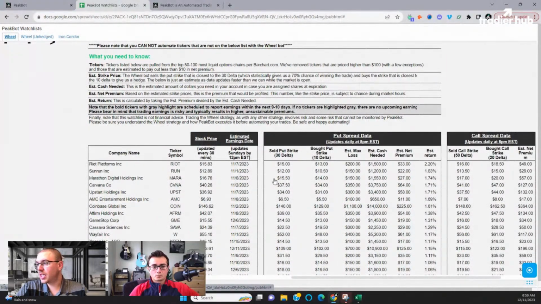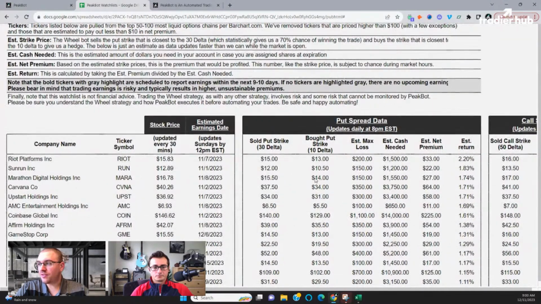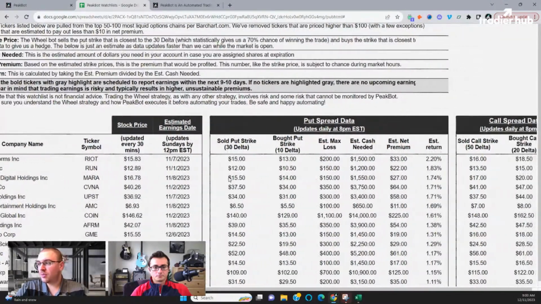But here it is again. What we're doing now is saying, the second it drops below $14, we don't want the shares. That's saying we're comfortable taking them between 15.50 and 14, but if it drops below 14, we're not taking the shares.